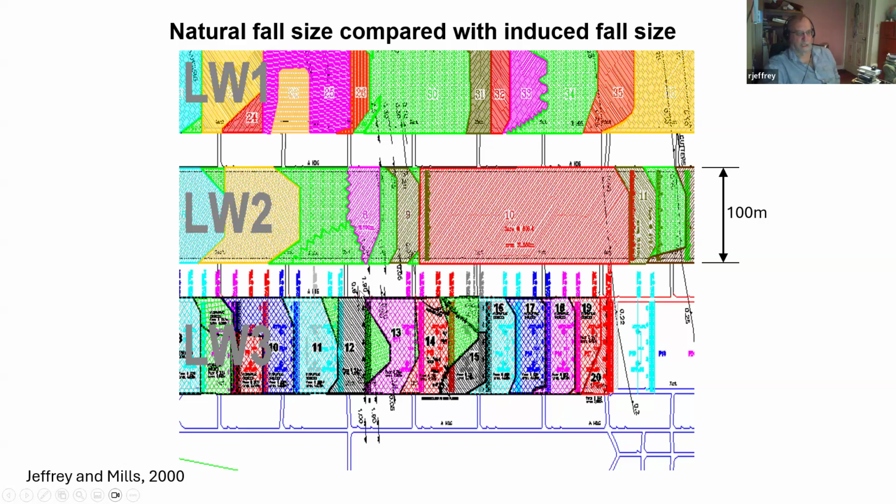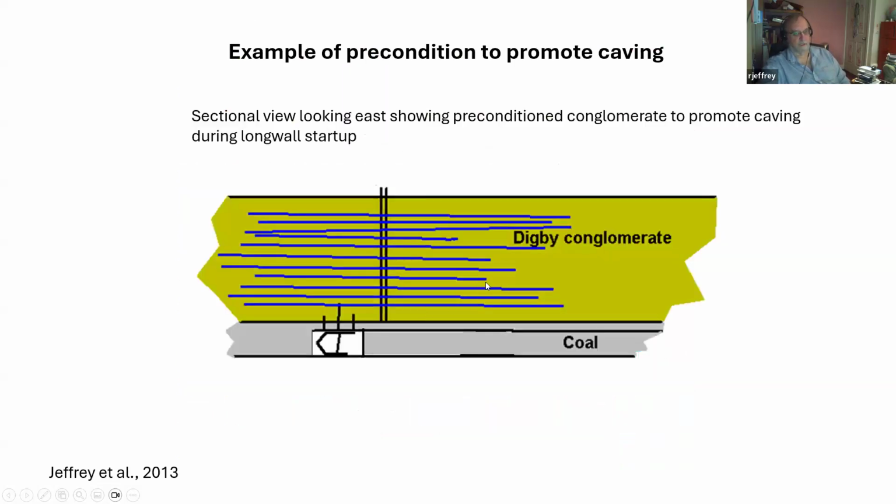And the lower part of this shows longwall 3, the last part of longwall 3, where hydraulic fracturing was being used to induce falls that were on average about 40 meters and did not produce significant wind blasts. So that was a very successful project that introduced hydraulic fracturing as a way to induce caving.